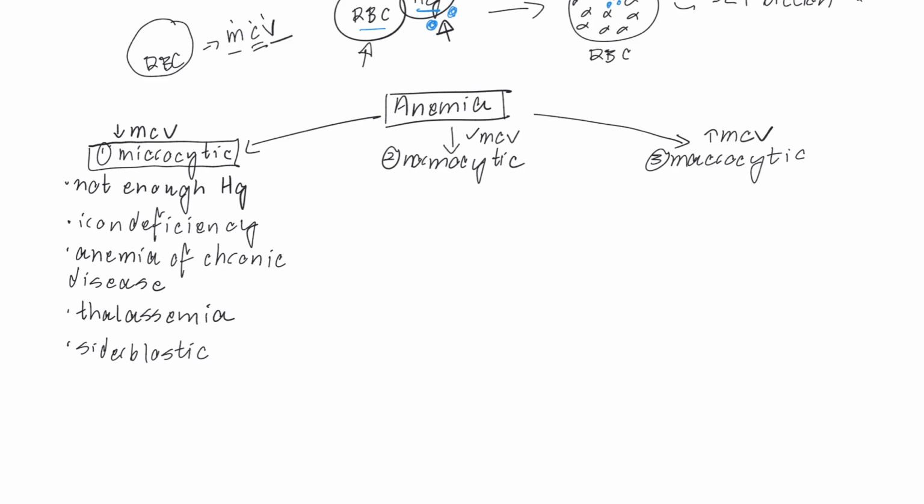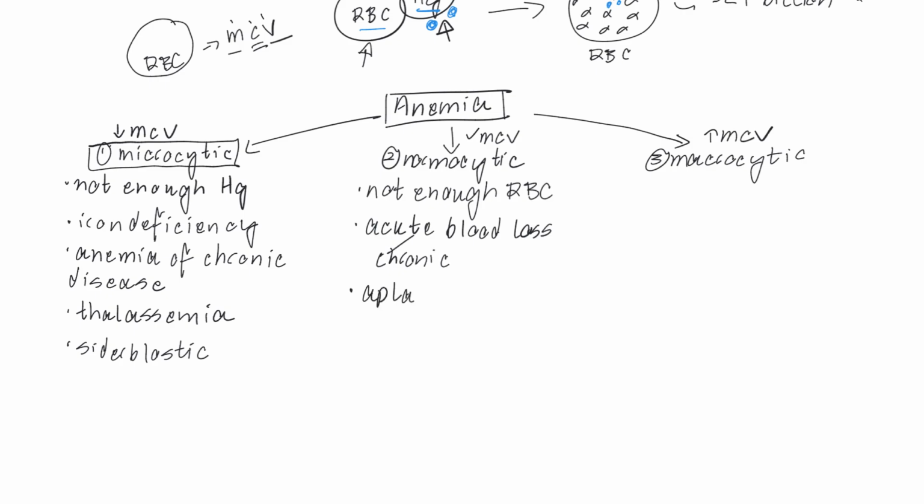That's microcytic anemia. Normocytic, the problem is not enough red blood cells. So the ones you do have are the correct size, but there's not enough of them. Examples here would be blood loss, any kind of acute or chronic blood loss. Aplastic anemia is under this category. So bone marrow failure, your bone marrow is not making red blood cells anymore. That's 2 examples of normocytic anemia.